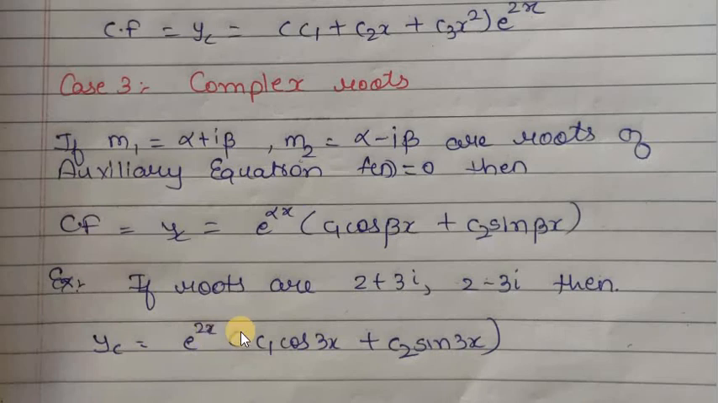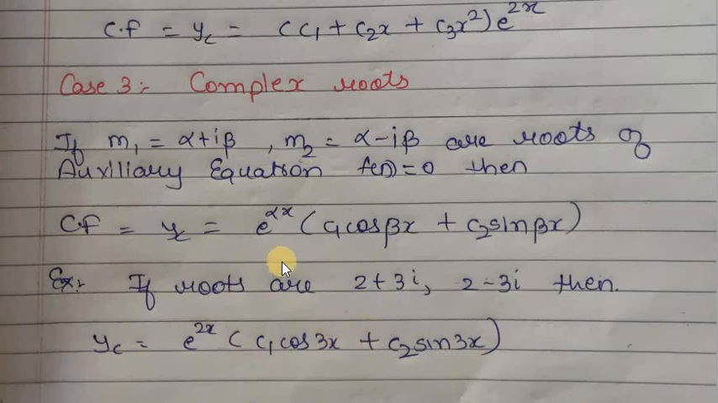and then after you have to take e raised to 2x common. Okay, now consider one example, (D square plus 1) y equals to 0. To find out its solution we have to find out CF only, so we will equate D square plus 1 to 0. So if D square plus 1 equals to 0, we have D square equals to minus 1, and minus 1 is nothing but i square. So D square equals to i square, so D equals to plus minus 1 i.